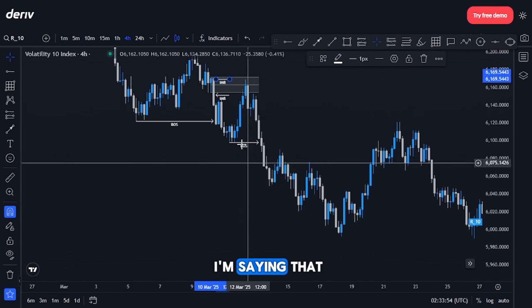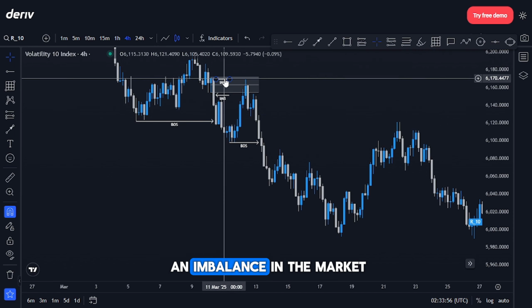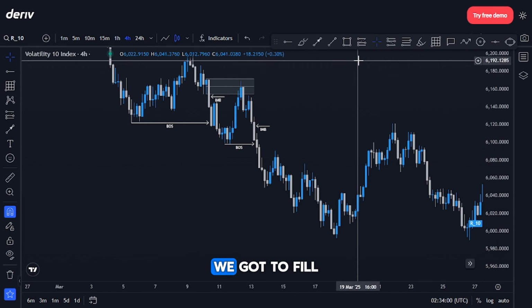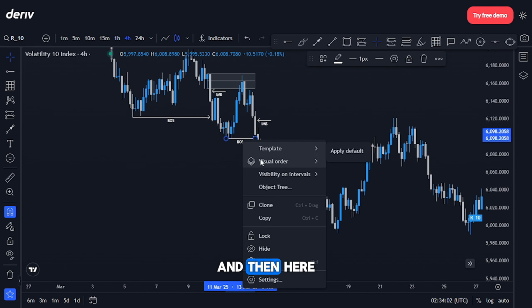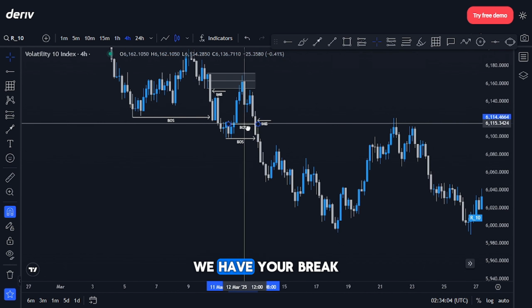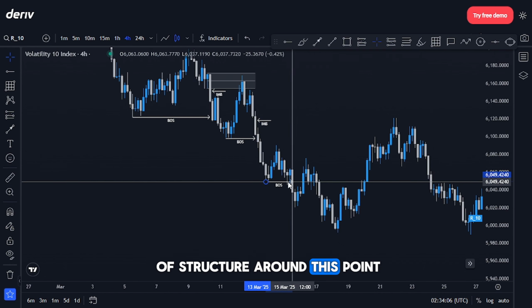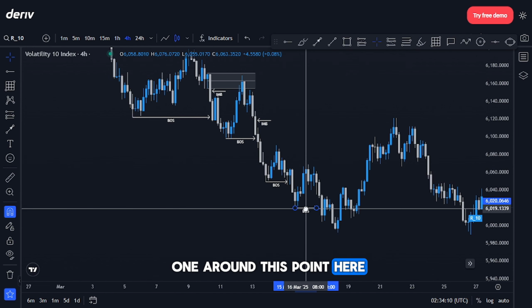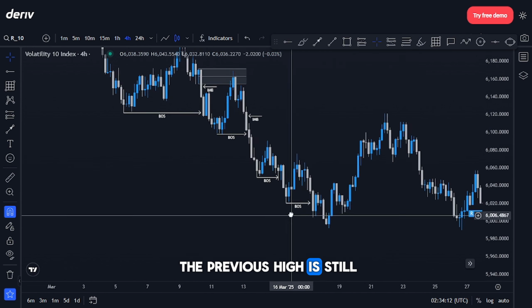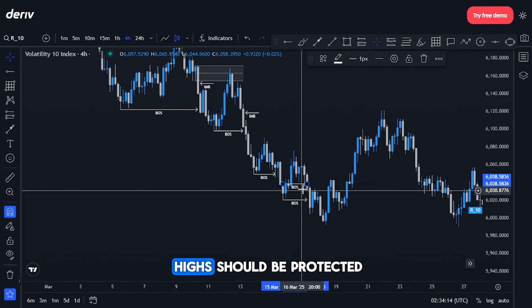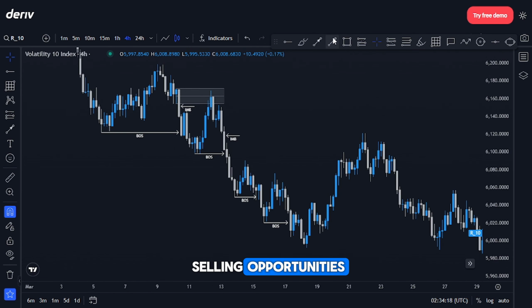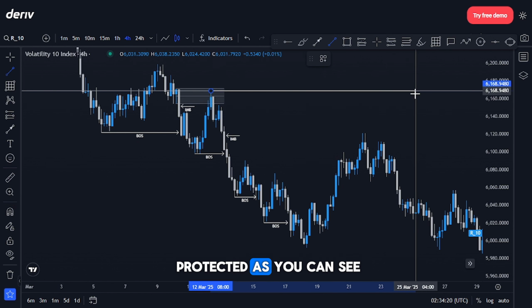So that is why I'm saying that whenever there is an imbalance in the market, it always gets filled. Around there, we got to fill that imbalance, and then here we have your break of structure around this point. Then we had another one around this point here, and don't forget that the previous high is still protected, just because highs should be protected whenever you're looking for selling opportunities. This high is still protected, as you can see.